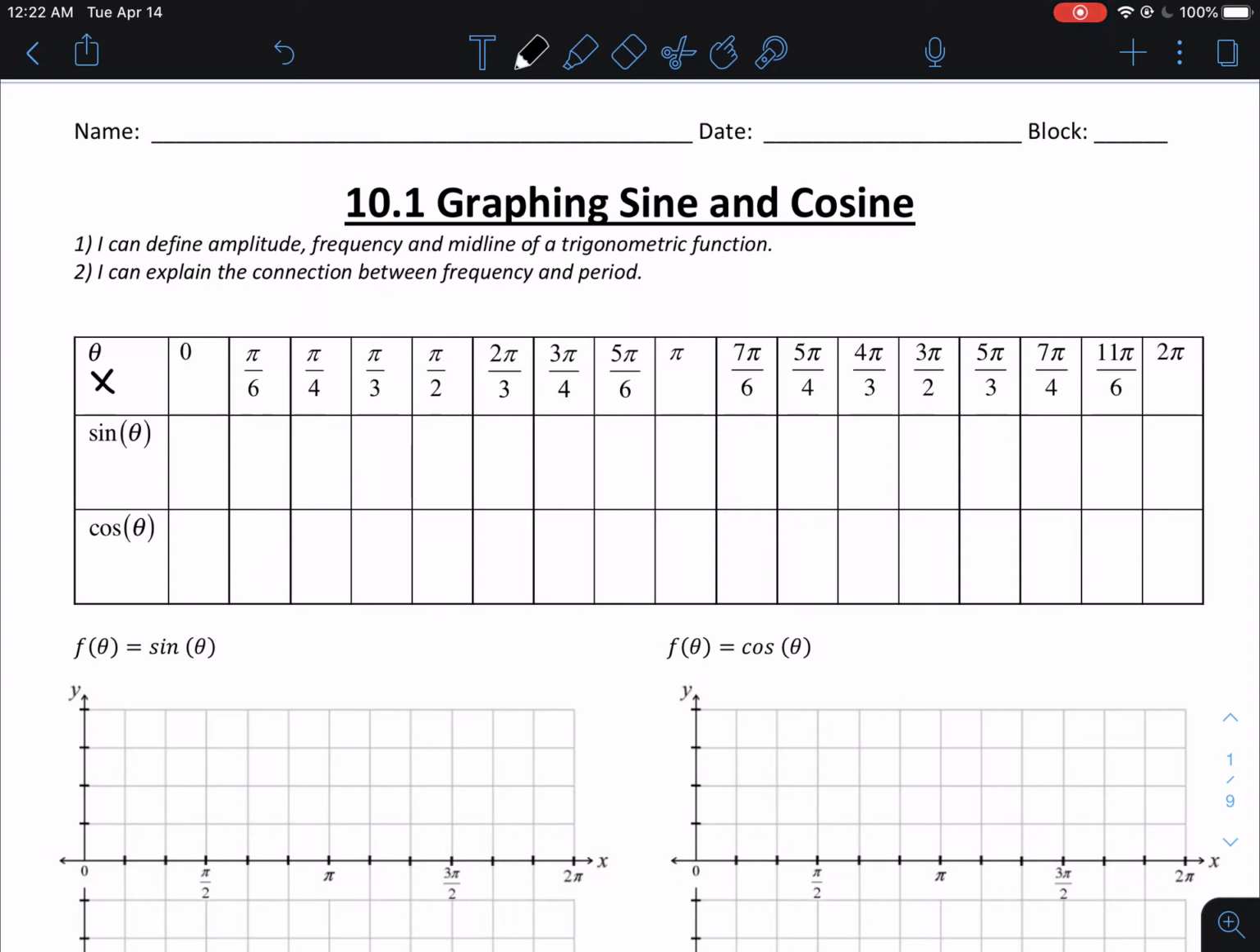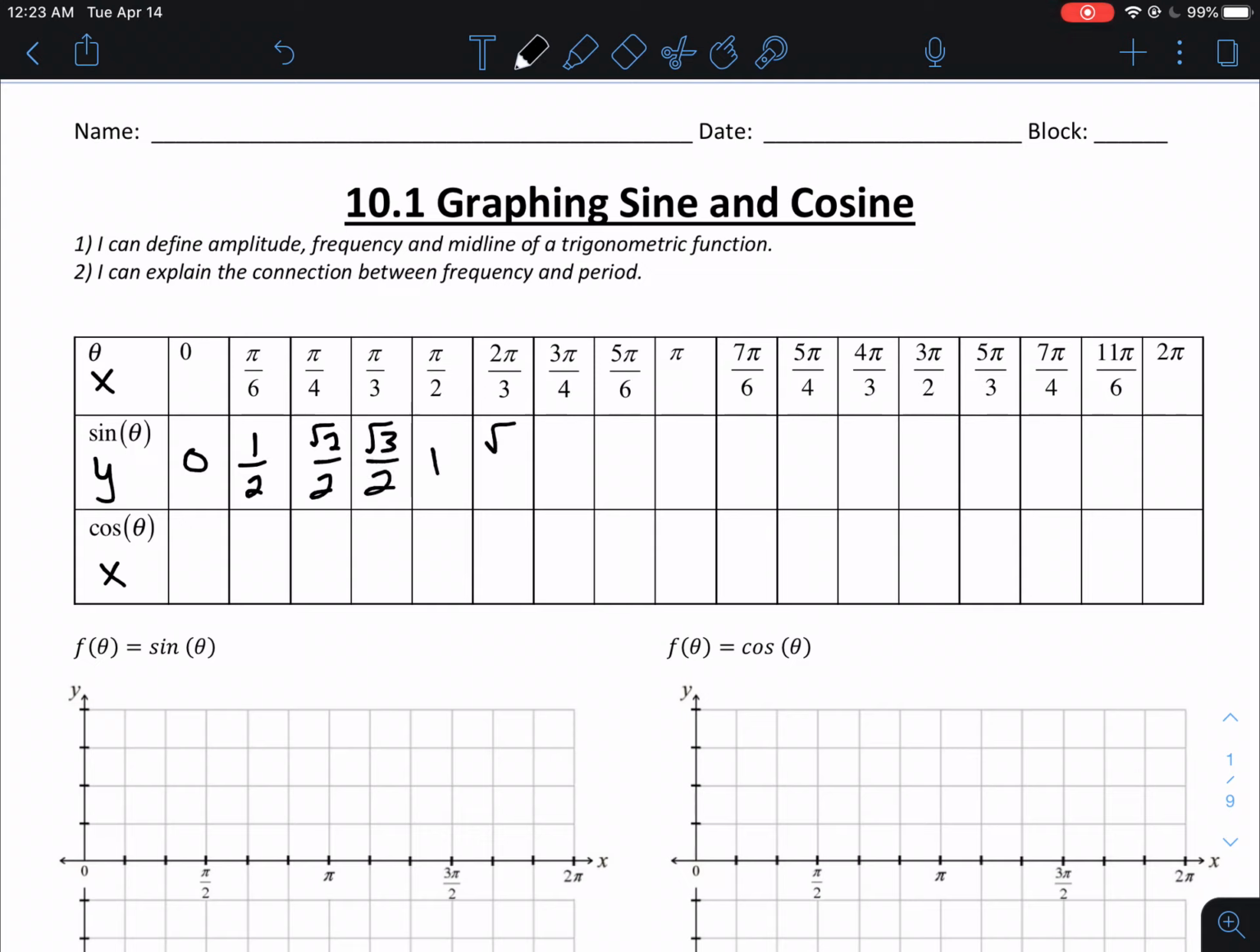To get those sine and cosine values, you're going to have to use your unit circle, or at least that would be the easiest way to do it. As you fill these in, it shouldn't be too hard. Remember, sine is your Y values, and cosine is your X values. So really, starting at 0, you've got a Y value of 0. You should be able to just copy in the Y values going all the way around. I'm going to go ahead and do that now, and you can do the same.